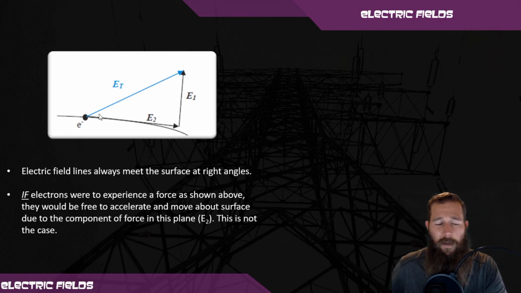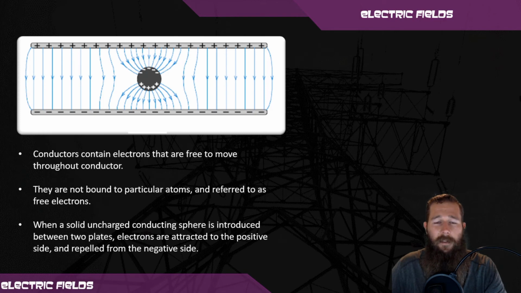So in a static situation, meaning when the particles are not moving, the field lines are perpendicular to the surface. Conductors like metals contain electrons that are not bound to the individual atoms but are free to move around the material. Okay? These are called free electrons. When we have a solid uncharged conducting sphere introduced between two parallel plates, those electrons in that sphere will move towards the positive plate. They'll be attracted to it and they'll physically move within that material. So what happens is that the electrons move towards this upper surface as shown in the diagram, and the field is distorted as shown here.